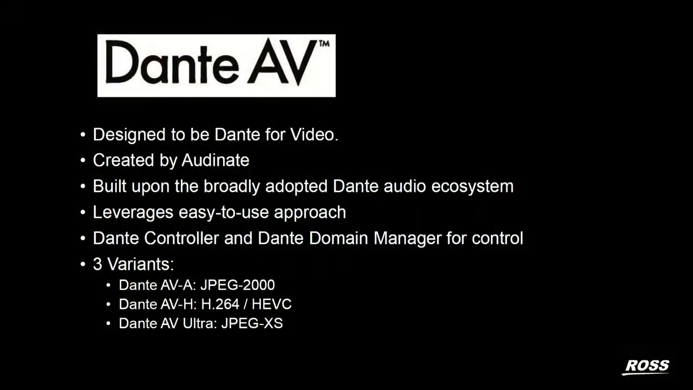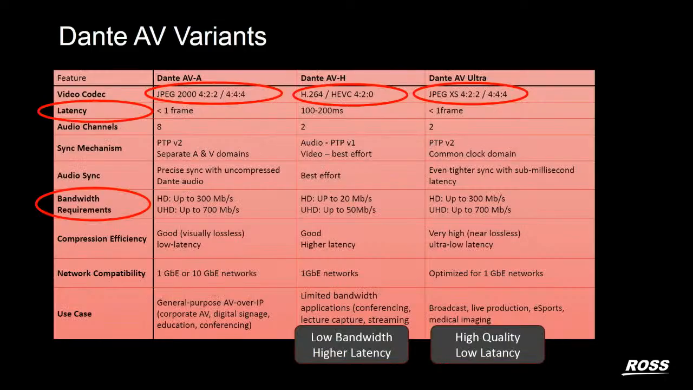There are 3 variants here, AVA, AVH, and AV Ultra, using different codecs accordingly. And we have another nice chart to go through those. Again, looking at the codecs, the color space is the big thing that sticks out. With A, you've got your 422 and 444 using JPEG 2000, versus AV Ultra using JPEG XS and 422 and 444. And the AVH gives us the much more compressed version.